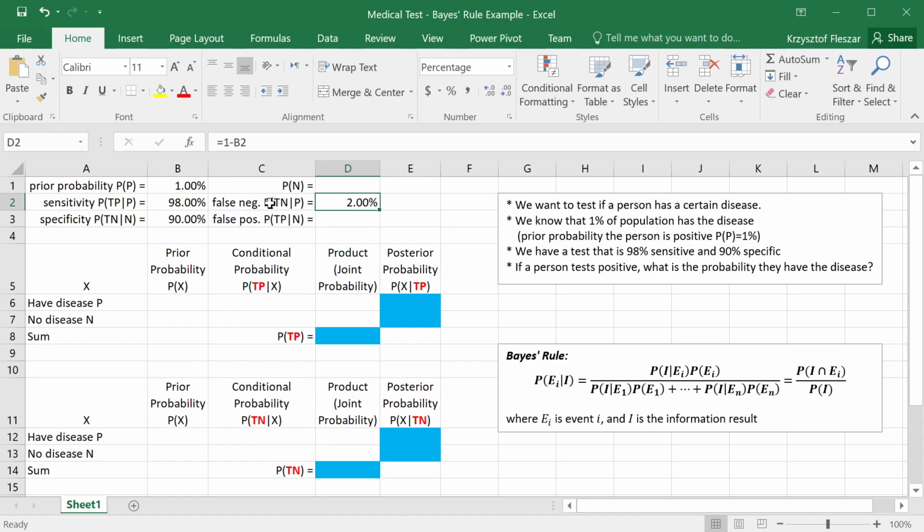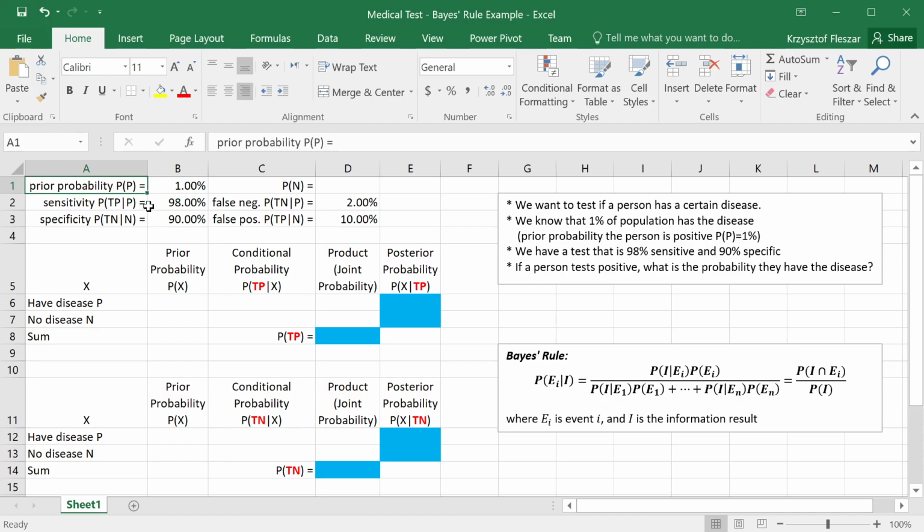So these we can call false negatives because these actually are test results that are negative, even though they should be positive. They are incorrectly identifying people. And then if specificity says the probability of a test being negative given a person doesn't have the disease is 90%, then that means that of those people who don't have the disease, the remainder must be testing as positive. So false positives in this case are 1 minus 90%, which should give us 10%.